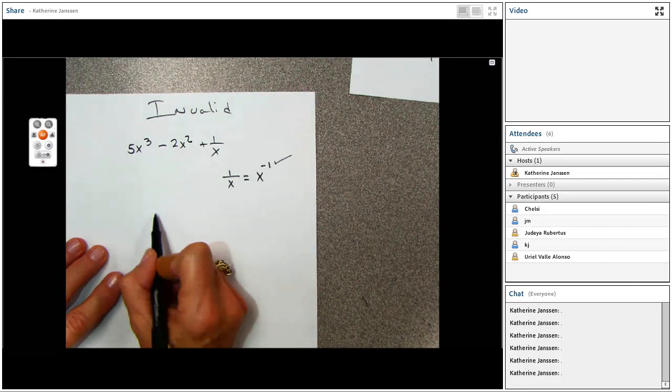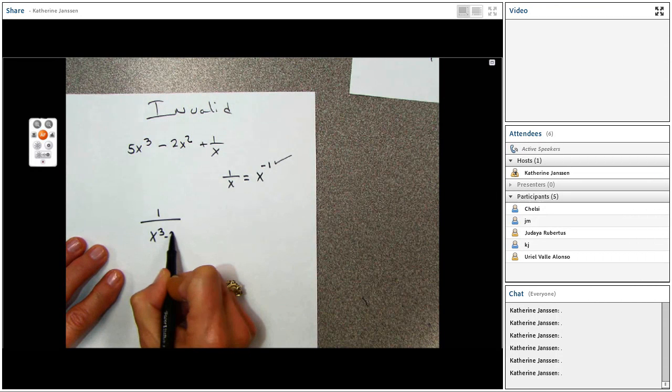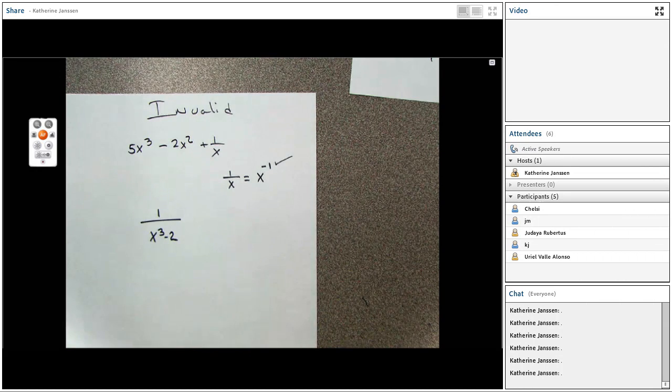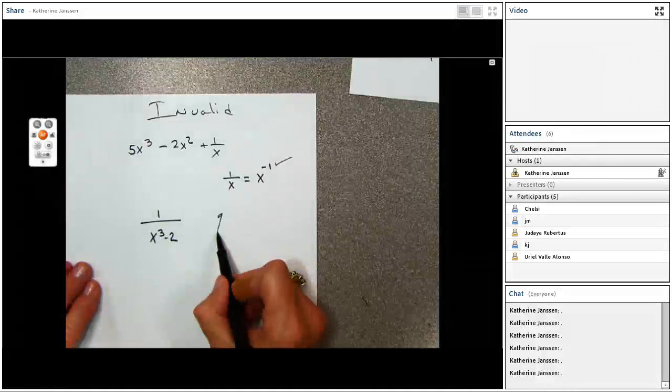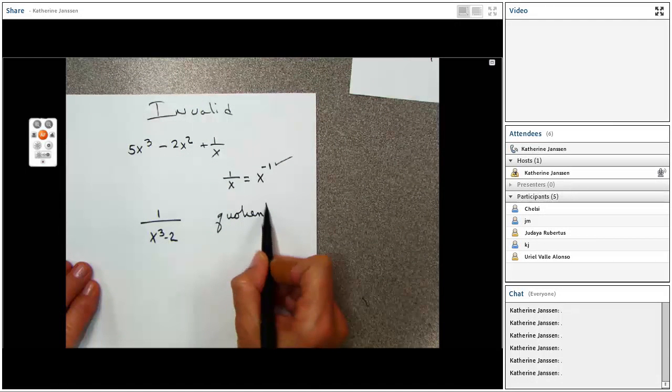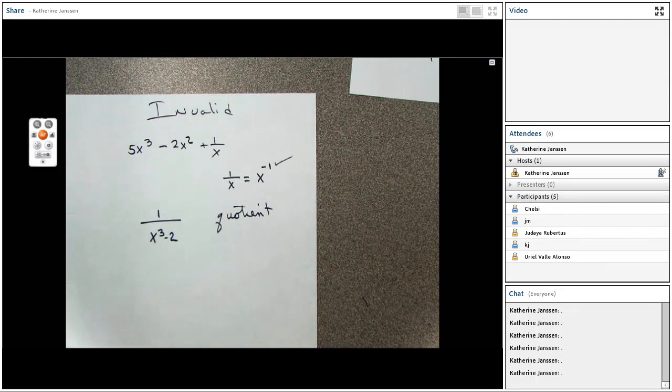And 1 over x cubed minus 2. Again, this is a quotient. It's not the sum and or differences of monomials. It's something else. We're dividing monomials here.